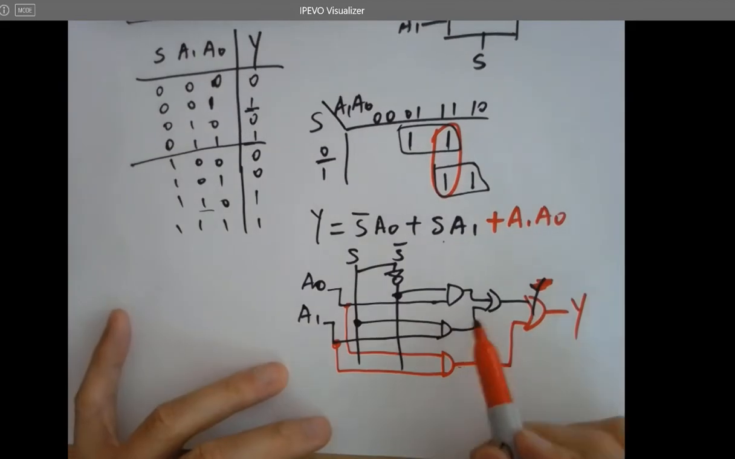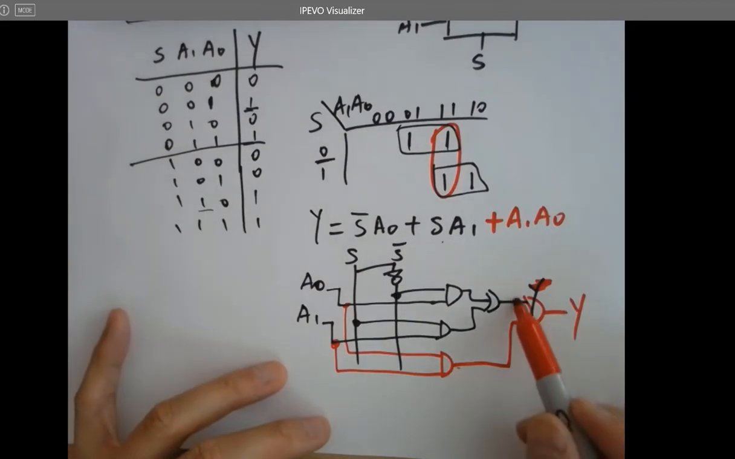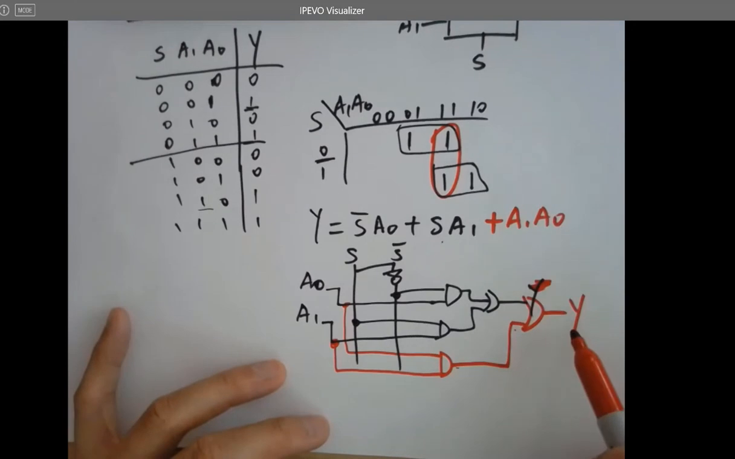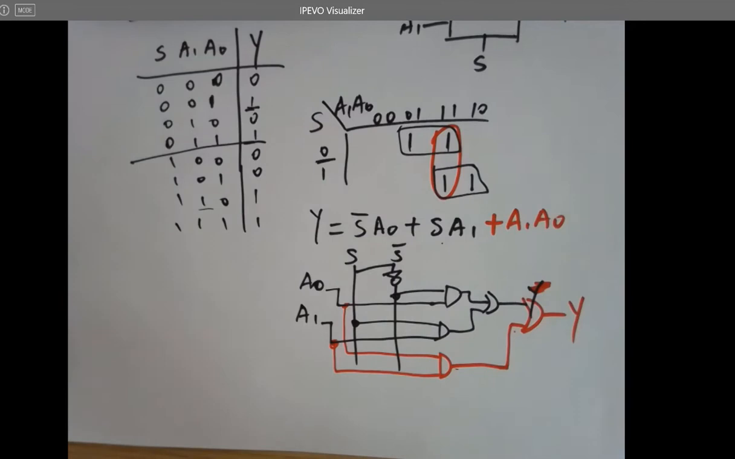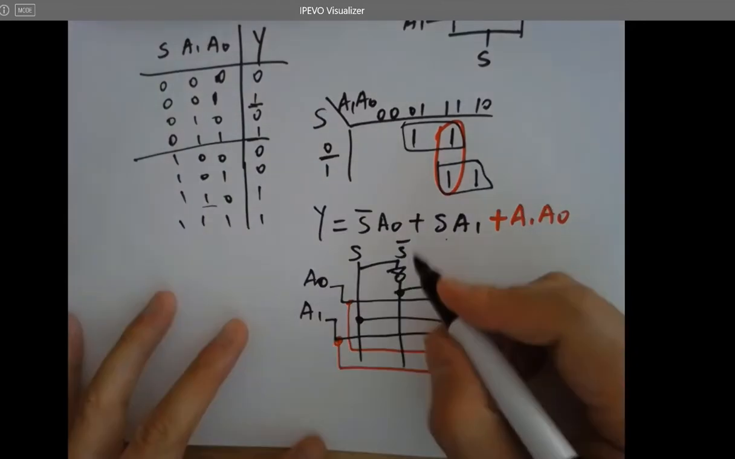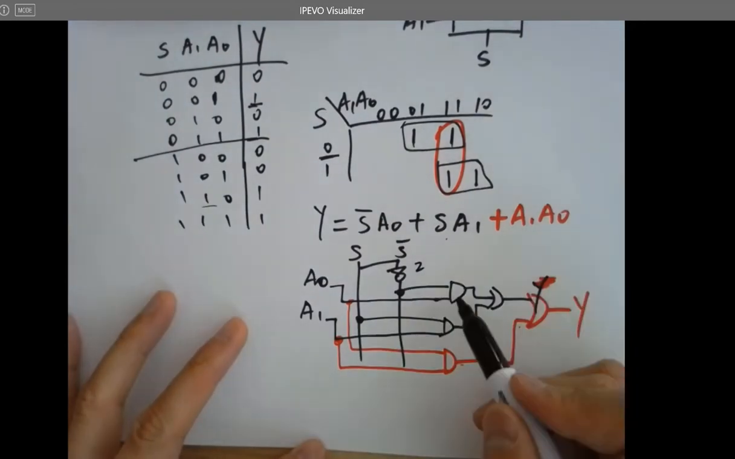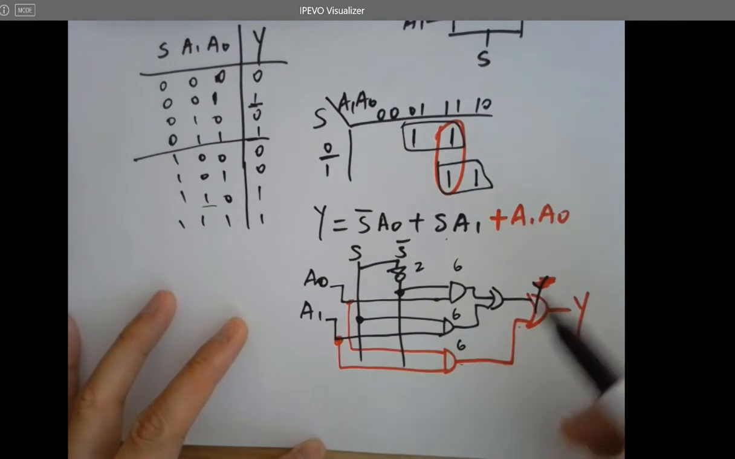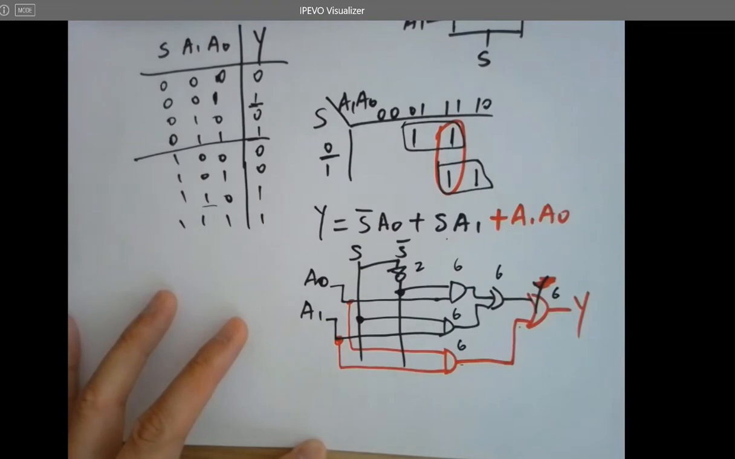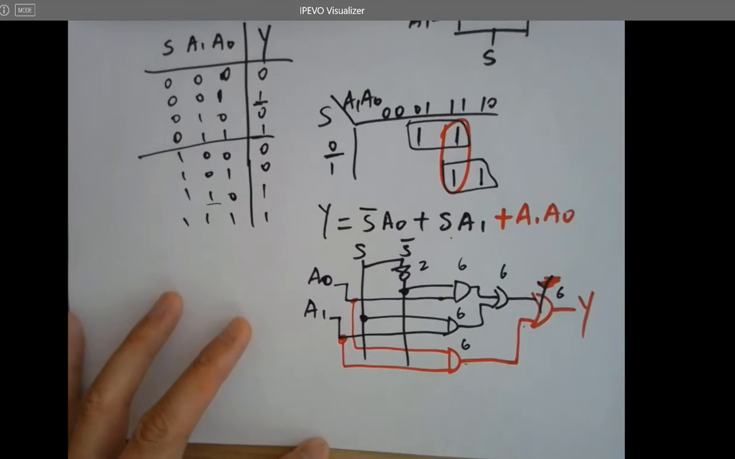So OR these two together and then OR these two outputs again to get Y. Right? A lot of gates. You can see 2 gates here. How many gates here? 6. 6, 6, 6, 6. That's a lot.